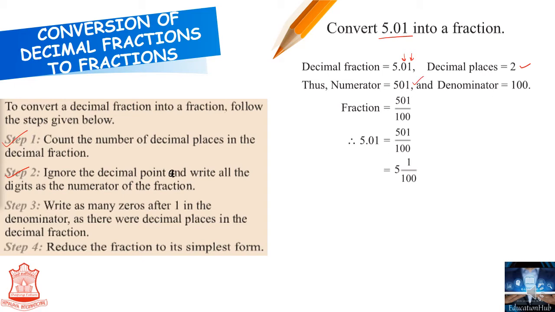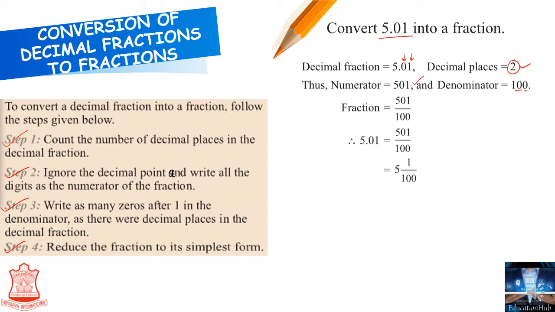Step 3 is write as many zeros after 1 in the denominator as there were in the decimal places in the decimal fractions. That means हमारे पास 2 decimal places थे, so denominator में we are going to write 2 zeros. अगर हमारे पास 3 decimal places होते तो हम denominator के अंदर 1 with 3 zeros, that is 1000 लिखते, right? Step 4 is reduce the fraction to its simplest form. Fourth is हमें fraction को simplest form में reduce करना है.